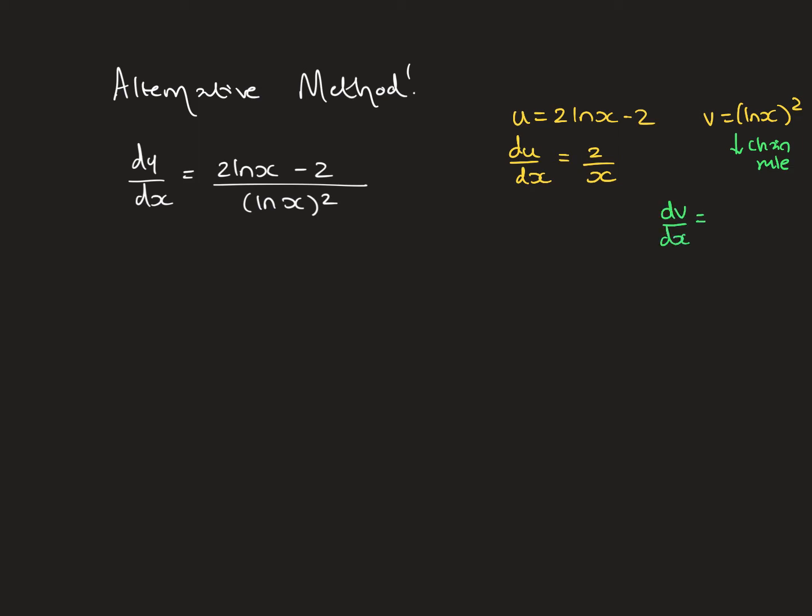So dv by dx, well, I would have a look at that and I would say, well, this is a function being raised to a power. So to differentiate it, we simply multiply by the overall power, which is 2. We reduce the power of the function, the overall function, by 1, so 2 drops down to a power of 1, and we then multiply by the derivative of the inner function, which means we multiply by the derivative of ln of x, which is 1 over x. So this tells me that dv by dx is 2 over x ln x, like so.